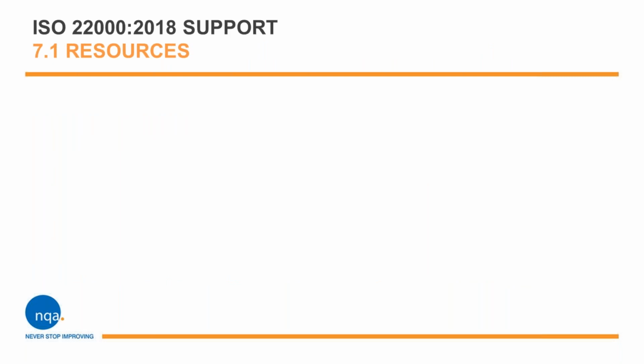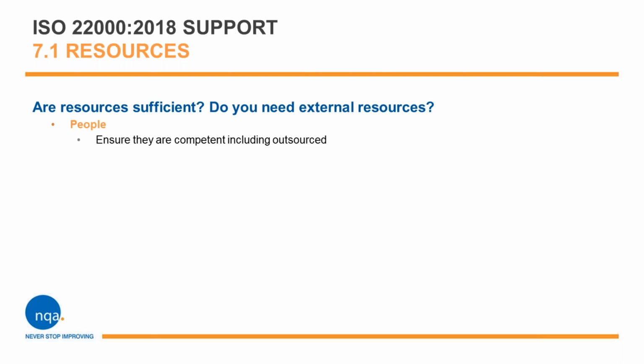About section 7. We have gone through all previous sections of the standard, the auditable ones, sections 4 to 6. Now we are going to be talking about resources, competence, awareness, communication, and also documentation for the food safety management system. These will all make sure that the system runs effectively. So first of all, what we need to consider here.